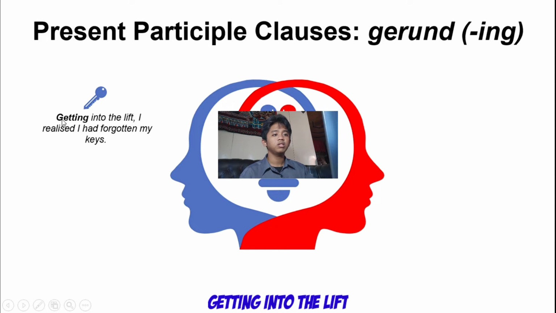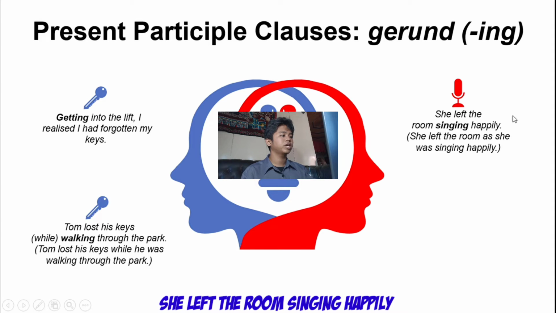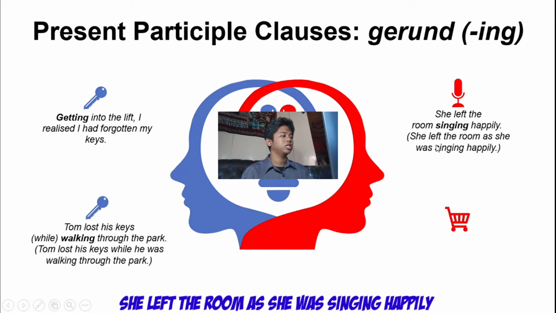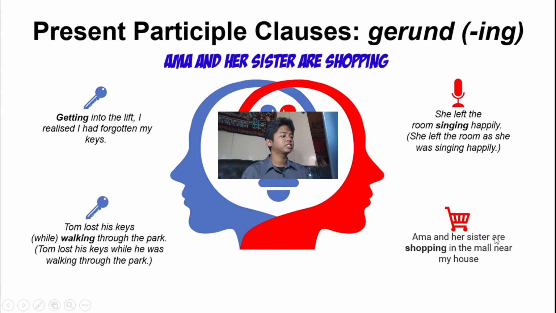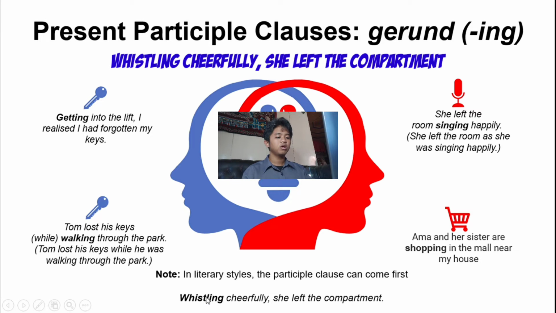Present participle clause, gerund -ing. For example, getting into the lift, I realized I had forgotten my keys. Tom lost his keys while walking through the park. She left the room singing happily. She left the room as she was singing happily. Amma and her sister are shopping in the mall near my house. Note, in literary style, the participle clause can come first. For example, whistling cheerfully, she left the compartment.